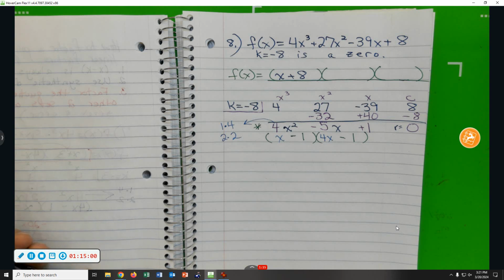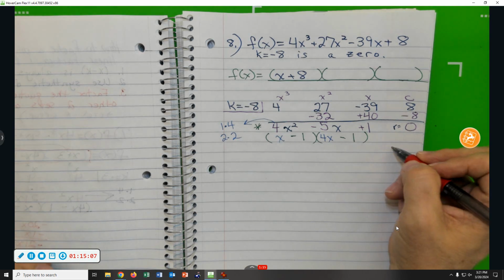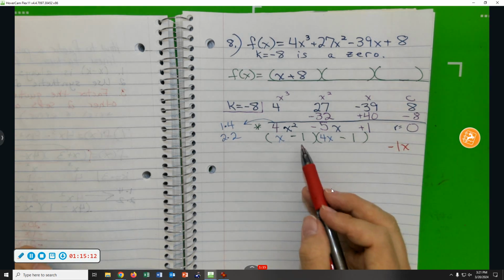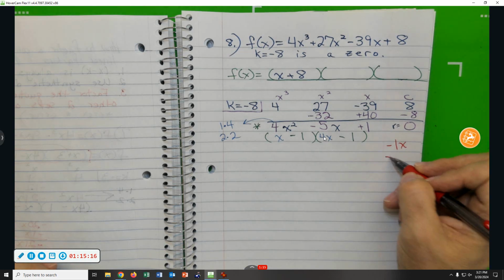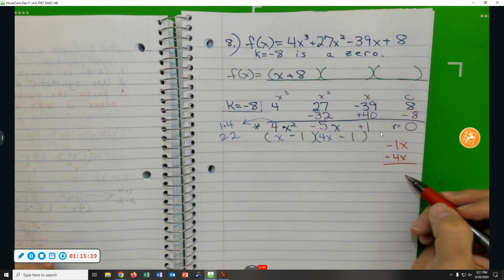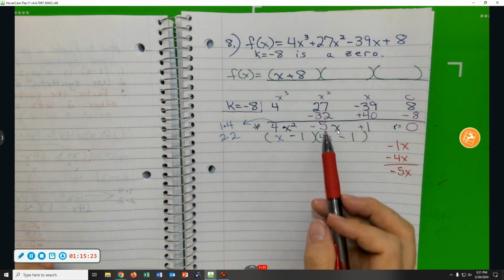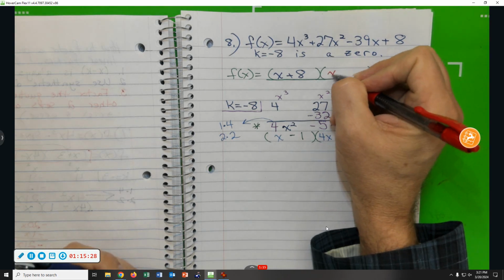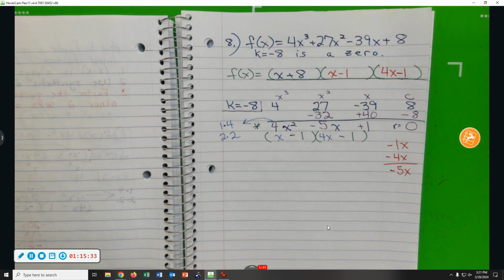Let's check the outer product. x times negative 1 is, I'll get us started, negative 1x. What's the inner product going to be? Negative 4x. What's negative 1x minus 4x? Negative 5x. Is that what we needed? Yes, it is. So there are the other two factors: x minus 1 and 4x minus 1.